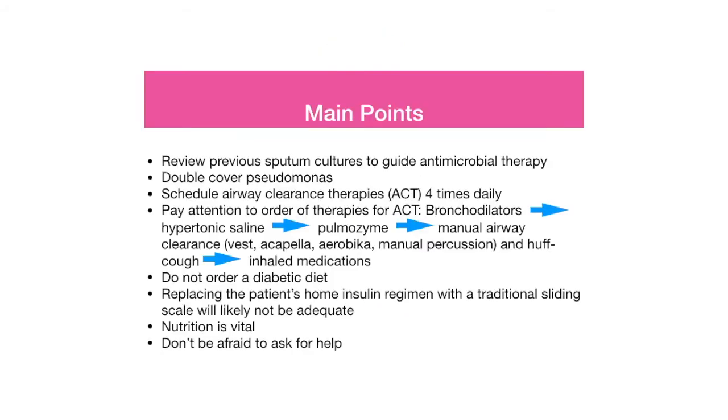A few main points to hammer home. Review prior sputum culture data to guide therapy. Double cover Pseudomonas. Airway clearance therapies should be happening 4 times daily, with close attention paid to the order of therapies so that they are most effective. Do not routinely order a diabetic diet or replace the patient's insulin with sliding scale insulin. Continue nutritional supplements in most cases. Don't be afraid to ask for help from the pulmonary service, nutrition team, respiratory therapists, nurses, and most importantly, the patients, who have much to teach.